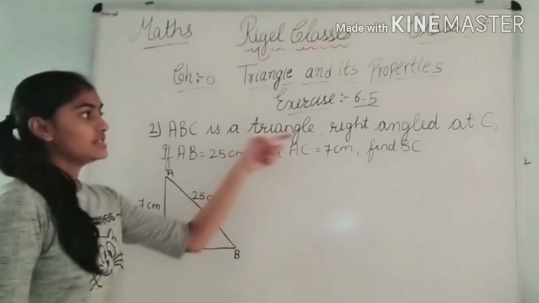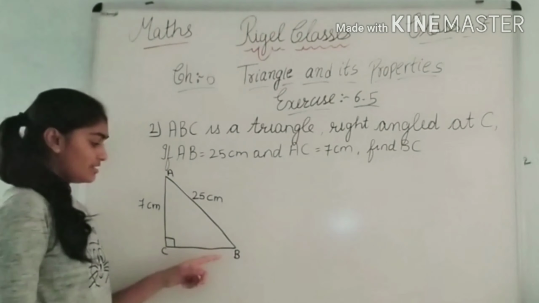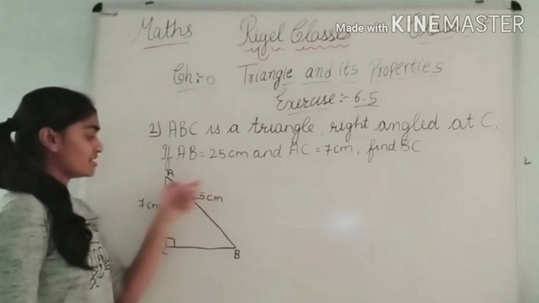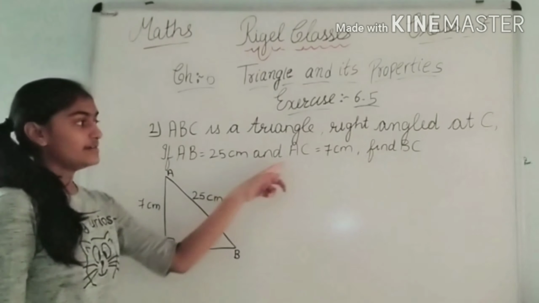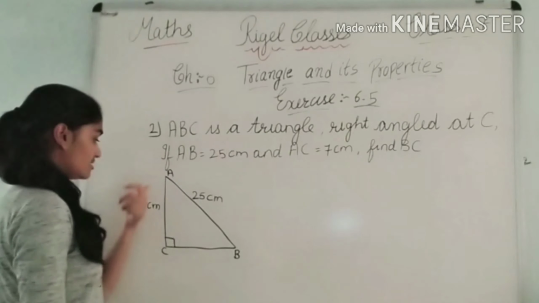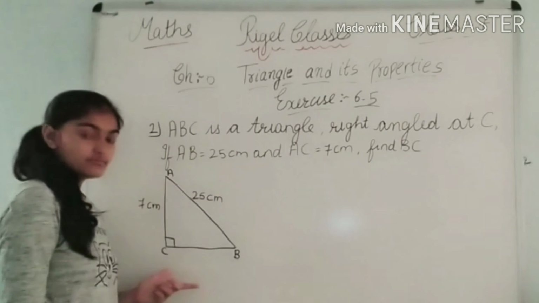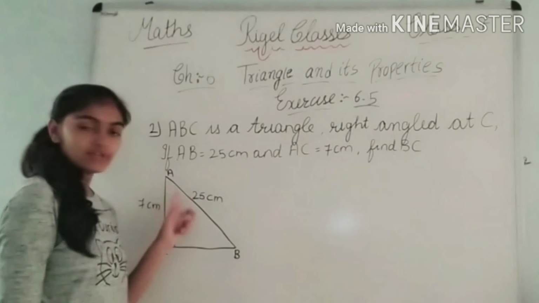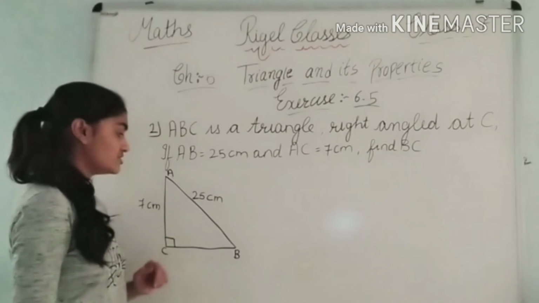ABC is a triangle right angled at C. So here I have drawn triangle ACB where C is a right angle. Now if AB is 25 centimeter, here length of AB is given 25 centimeter and AC equals 7 centimeter. AC is 7 and find BC. We need to find this BC. It is same as first question, but in first question we have found out hypotenuse. In this we will find the side of a triangle.